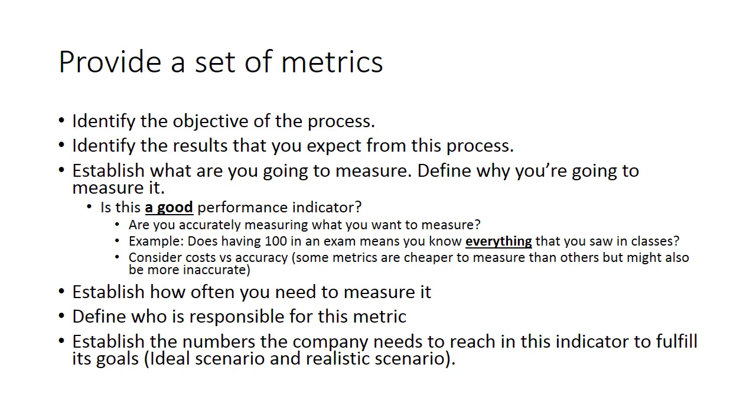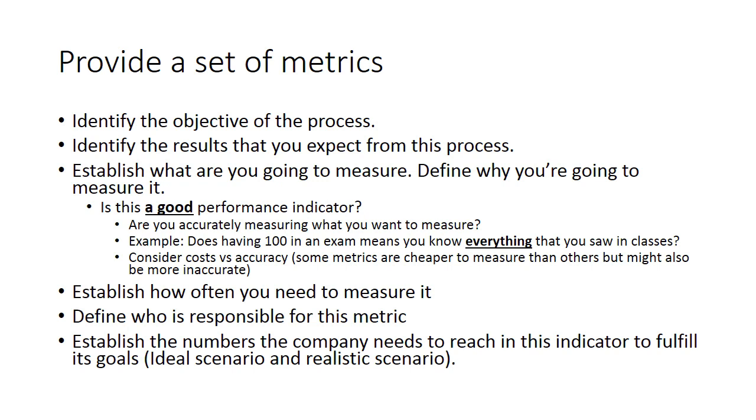So when proposing indicators, you have to consider costs and accuracy, because you could find some metrics that are cheaper to measure than others, but they might also be more inaccurate. So we're looking for a good level of accuracy. Remember that it's hard to achieve 100% accuracy, and we also have to consider the costs of measuring.